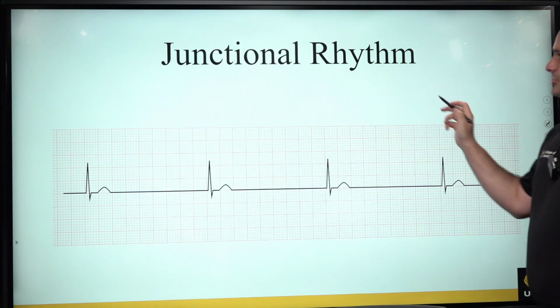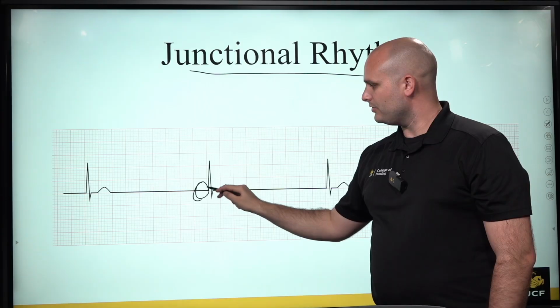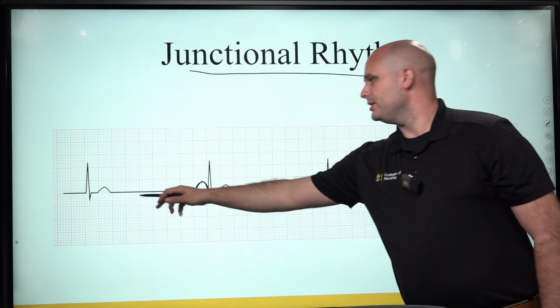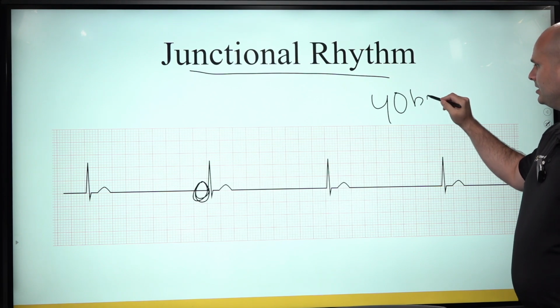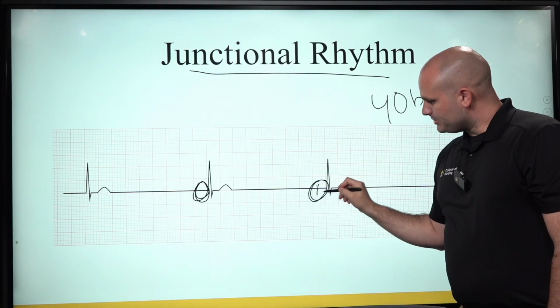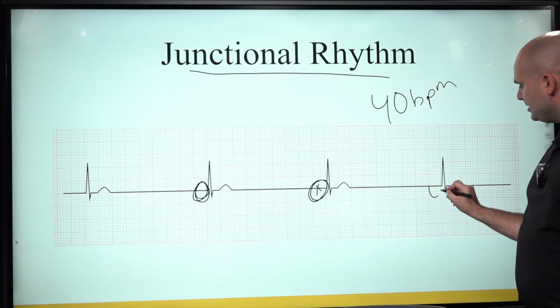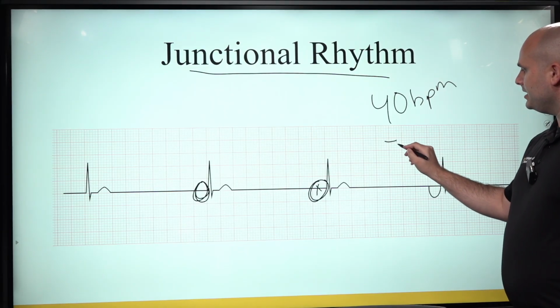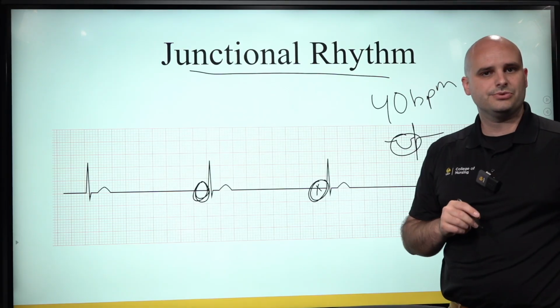Our next one here, junctional, and I made this junctional very easy because I took away the P wave, right? We have a rate here, if you were to count it, 1, 2, 3, 4, 40 beats per minute, and I took that P wave away. It also could look like this. It could just be inverted, so we could have an inverted P wave. That's another option with our junctional rhythms.